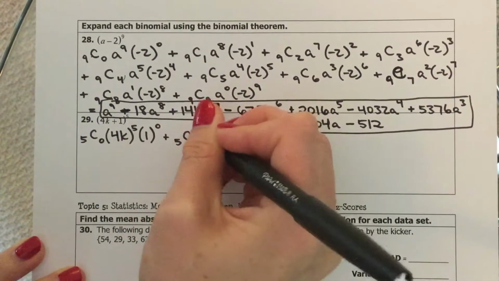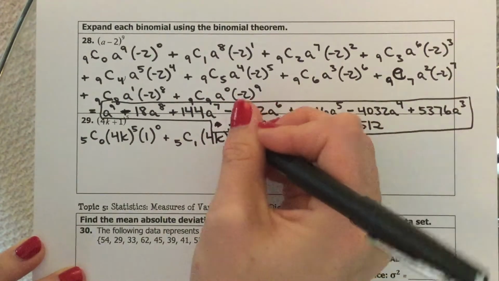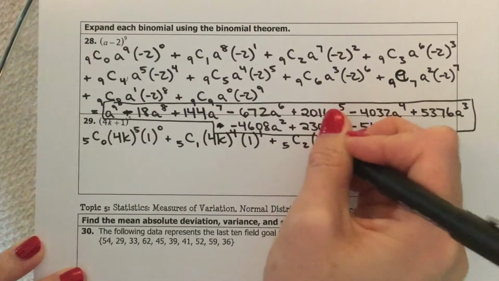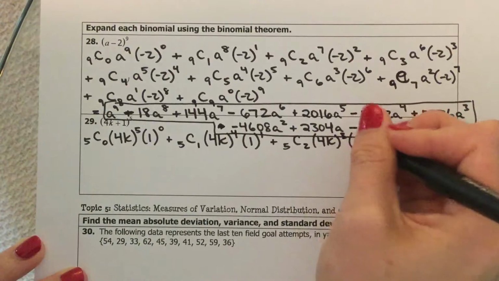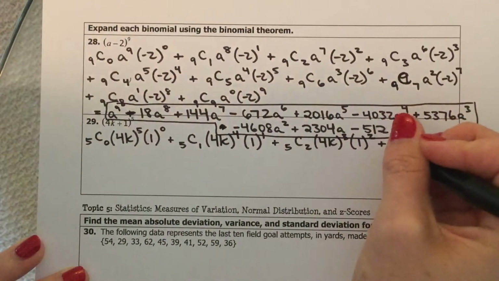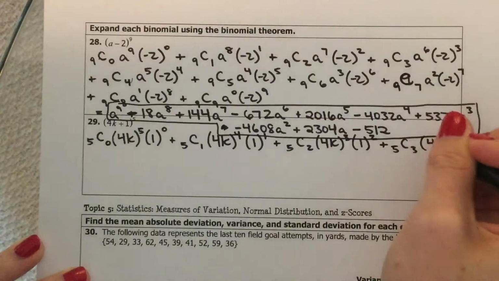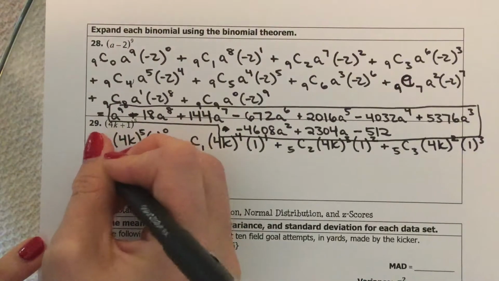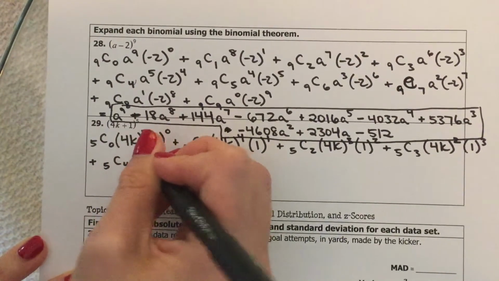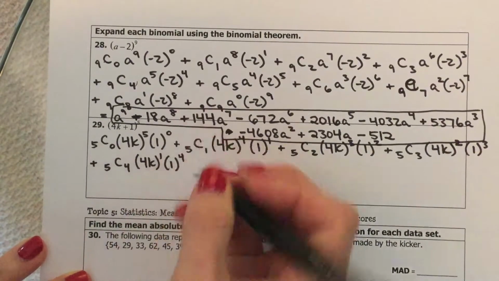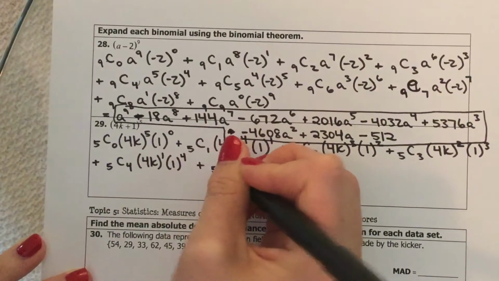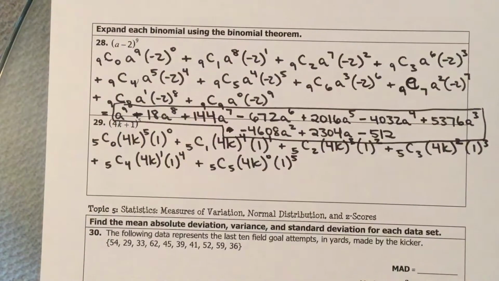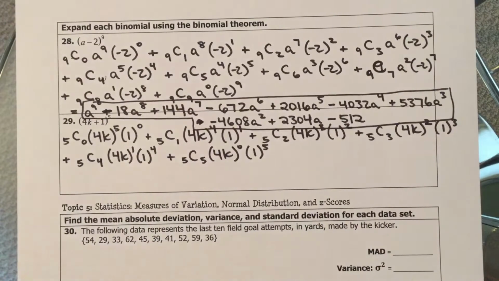So 5 choose 1, 4k to the 4th times 1 to the 1st, plus 5 choose 2, 4k to the 3rd times 1 to the 2nd. So obviously that 1 isn't going to do anything. 5 choose 3 times 4k to the 2nd times 1 to the 3rd, plus 5 choose 4, 4k to the 1st times 1 to the 4th, plus 5 choose 5, 4k to the 0, which will be gone, and 1 to the 5th. All right, so many terms there.